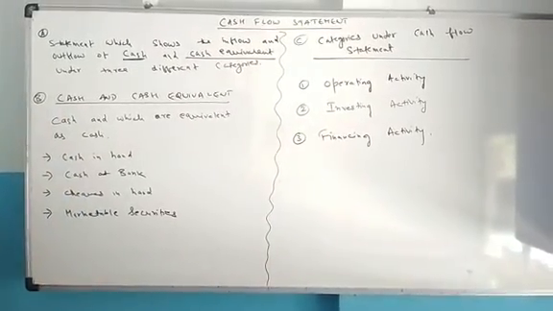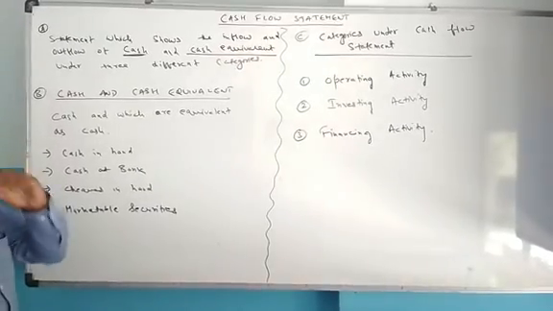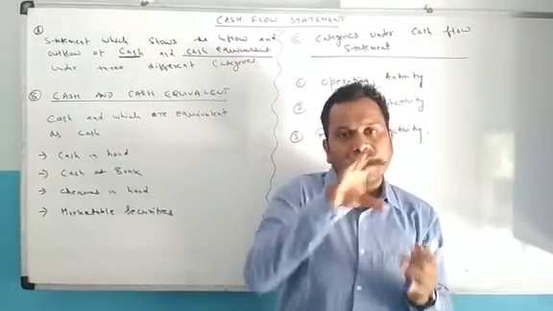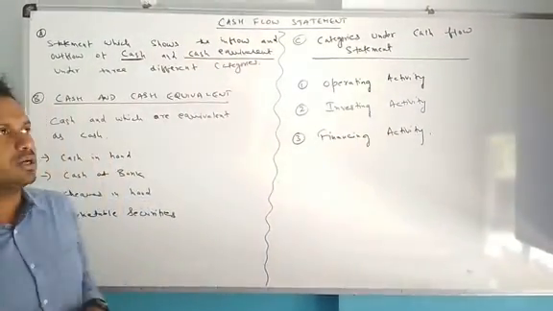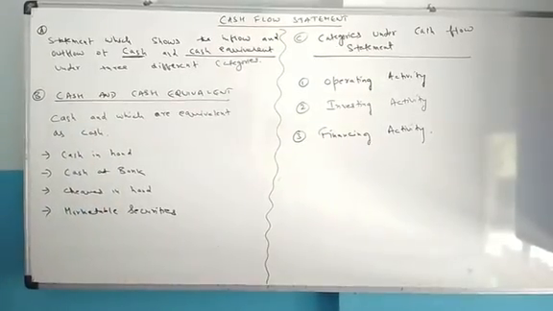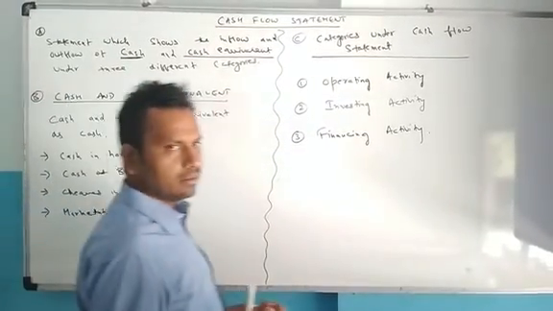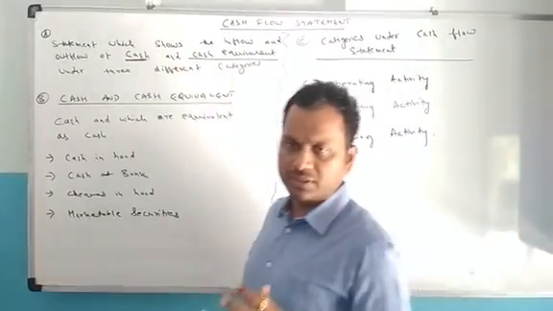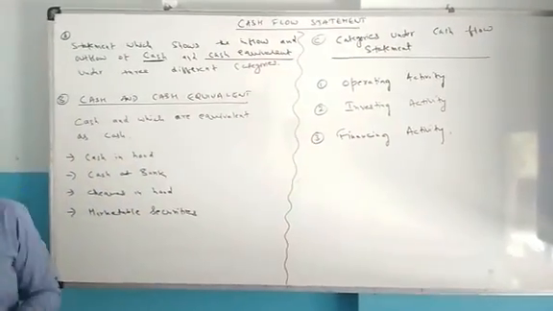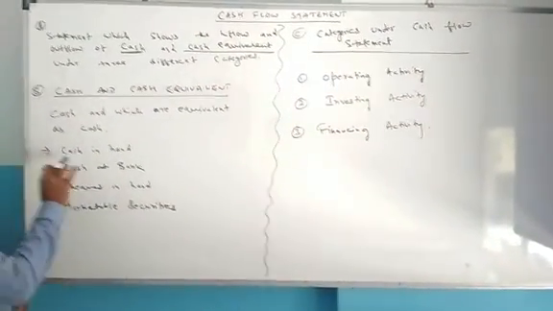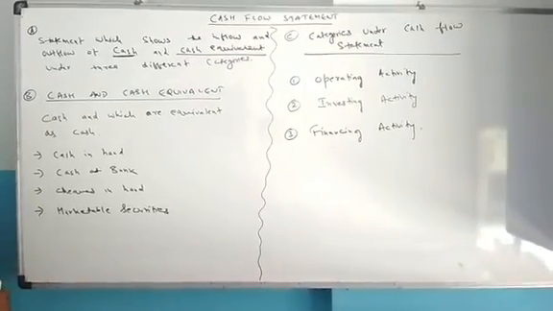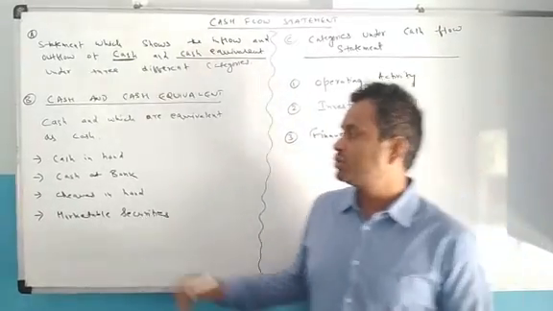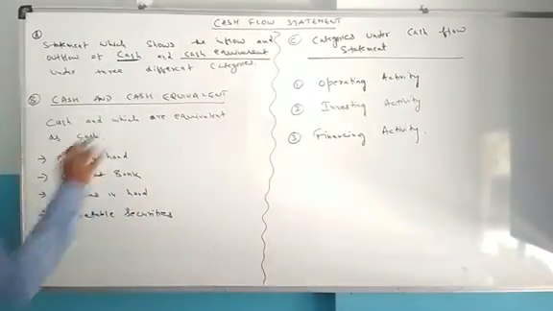So let us first understand what is cash and cash equivalent. As we have seen, cash flow statement is prepared to show the inflow or outflow of cash and cash equivalent. So first of all, we have to understand what is cash and cash equivalent. Cash means money, your cash in hand. A business always keeps some money in hand for day-to-day purposes. Apart from that, they keep some money in bank. They have some checks in hand, drafts in hand, and marketable securities. The combination of all these things is known as cash and cash equivalent.